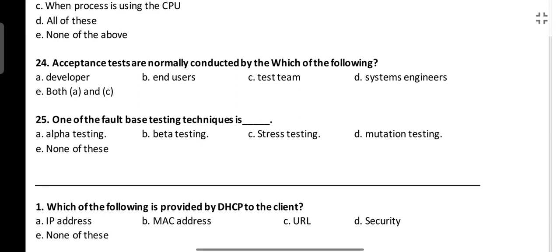Next is, acceptance tests are normally conducted by which of the following? So the answer is end users, so it is known as user acceptance testing. And the last question is, one of the fault based testing techniques is? The answer is mutation testing.